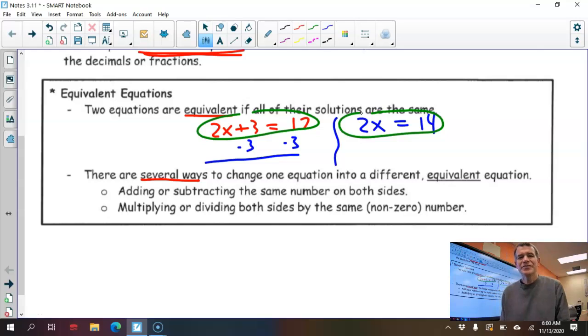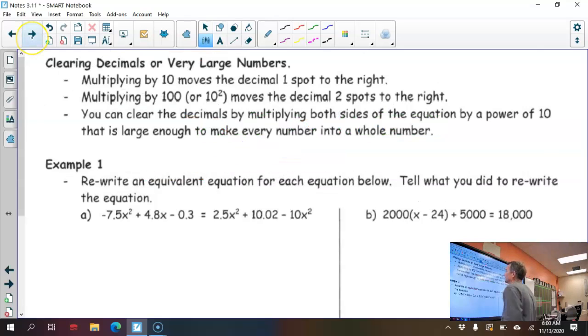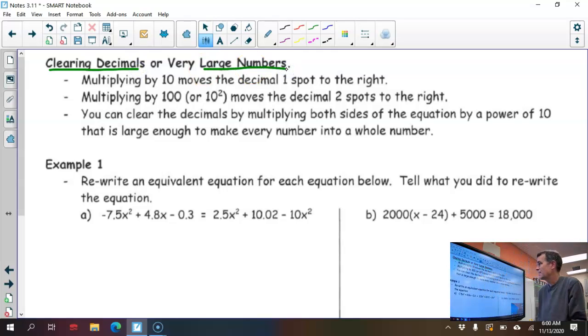Pretty much as long as you change the equation by doing the same thing on both sides of the equal sign, you have yourself an equivalent equation. So let's look at some things we can do. All right, one thing we want to be able to do is clear decimals or very large numbers. I'm going to do an example of each here in a second.